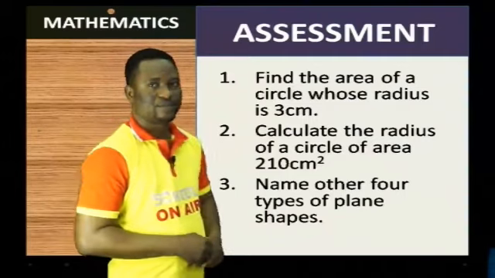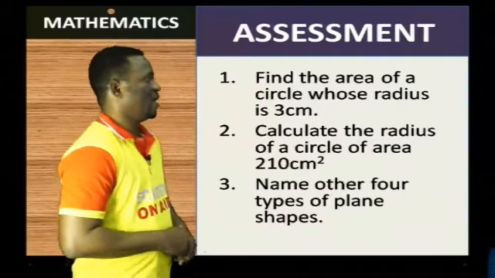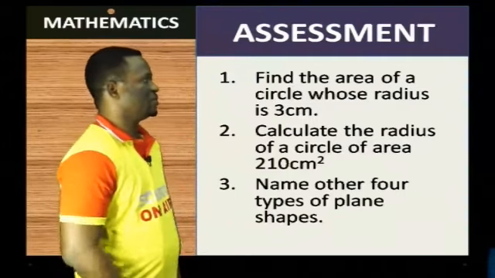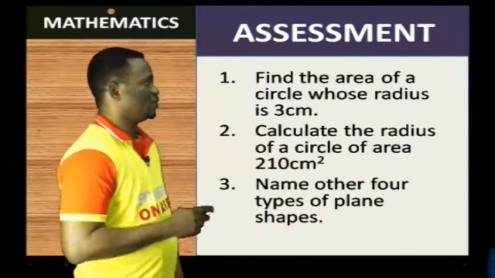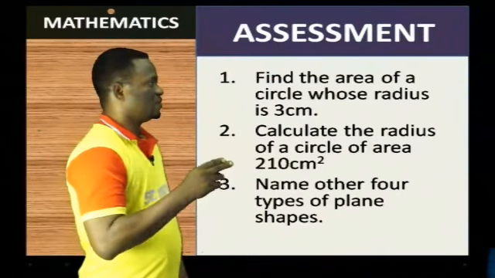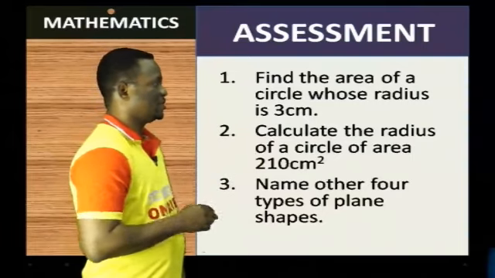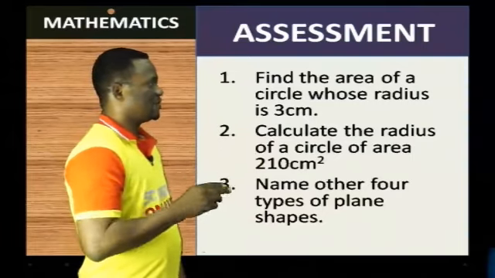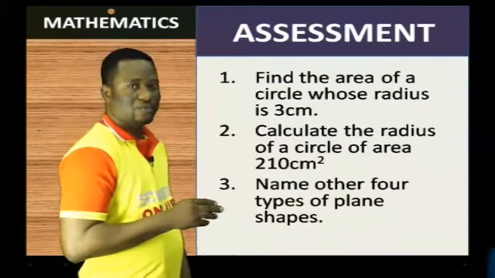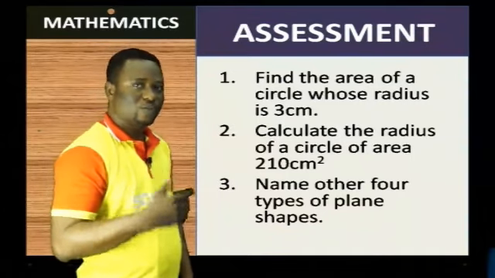Now, assessments. 1. Find the area of a circle whose radius is 3 cm. 2. Calculate the radius of a circle of area 210 cm squared. 3. Name other 4 types of plane shapes. I hope students at home are writing down these questions.